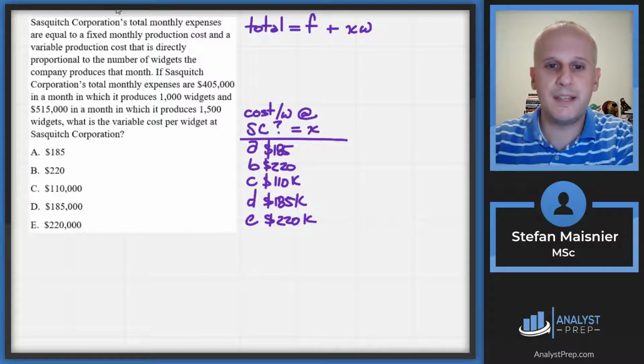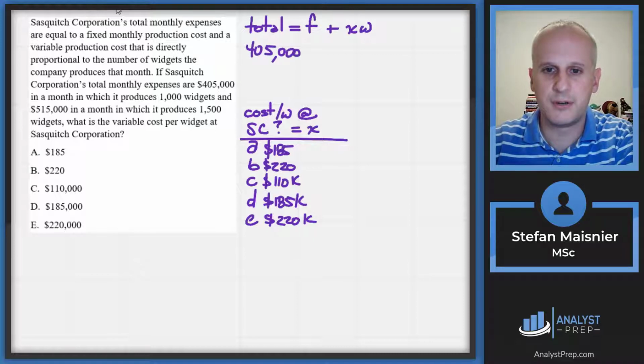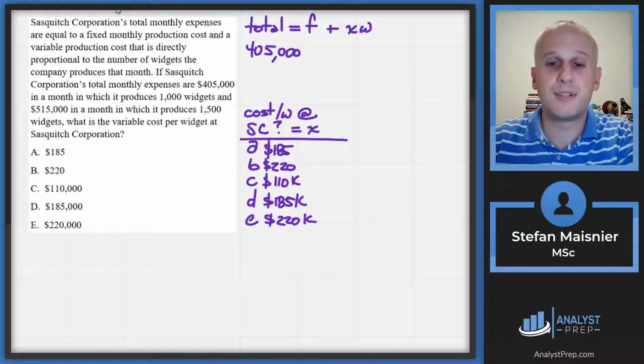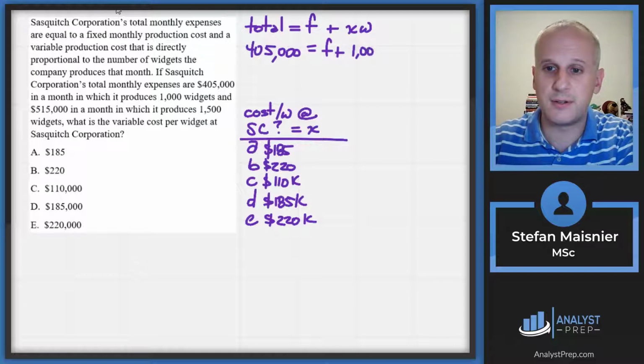Then we're told if Sasquatch Corporation's total monthly expenses are $405,000, okay, so that's 405,000, in a month in which it produces 1,000 widgets, oh, okay, so that's equal to F plus 1,000, which is my W, times X.